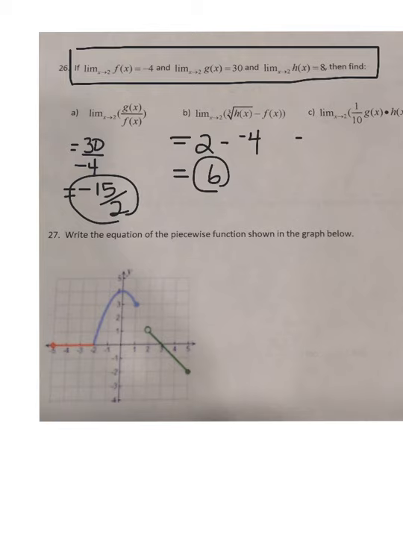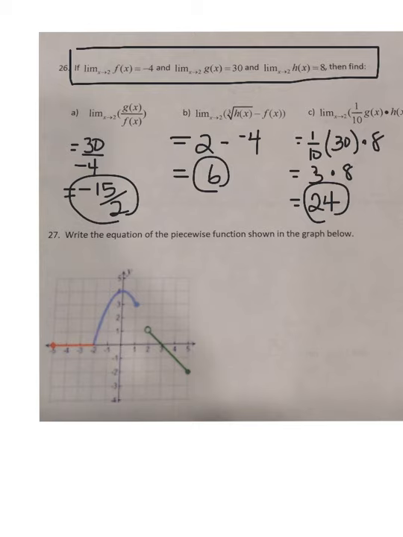C, we are going to do 1/10 times g of x, which is 30. And then we're going to multiply that times h of x, which is 8. Well, 1/10 of 30 is 3. Oops, 3 times 8. So your final answer should be 24.